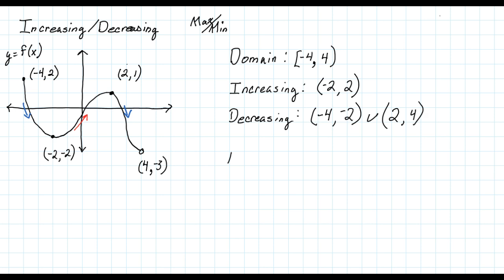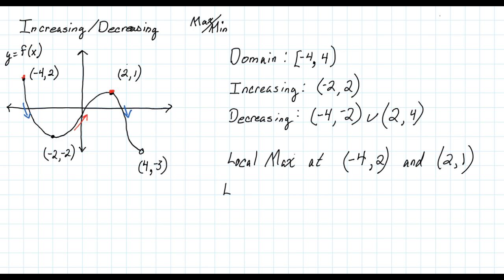Next, I'm going to talk about my maximums and minimums. And I'm going to start by talking about local max. And I'm going to say my local max occurs whenever I'm at the very top. So here, this is the very top of a peak, right, at (2, 1). And then I have another maximum at (-4, 2). The graph isn't defined on the other side of -4. So that's as high as we get. So we have 2 local maxima. One at (-4, 2), and another at (2, 1).